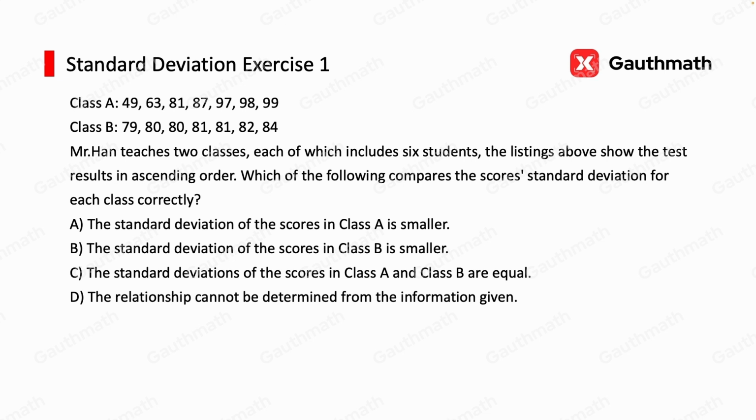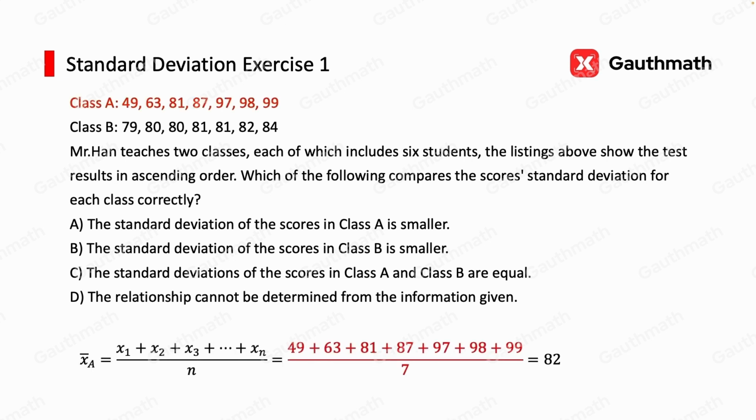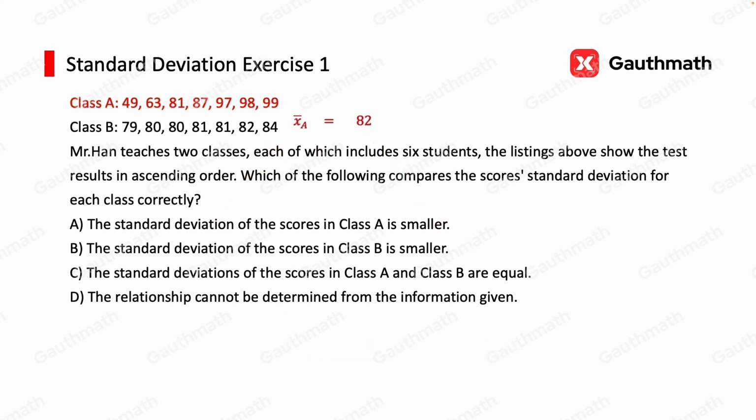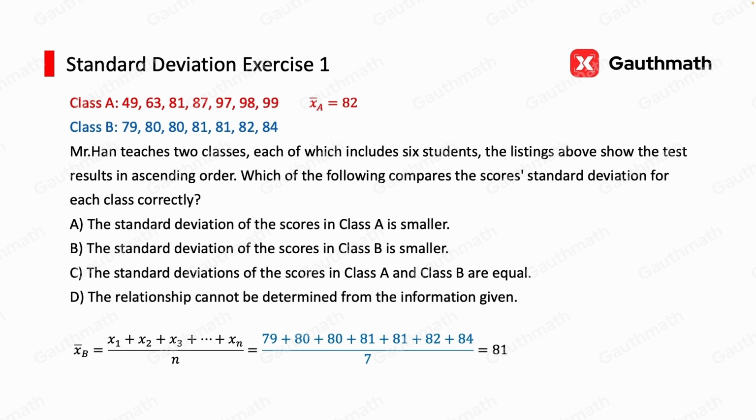Okay, let's first calculate the mean of class A, which is 82. Similarly, we can find the mean of class B to be 81.